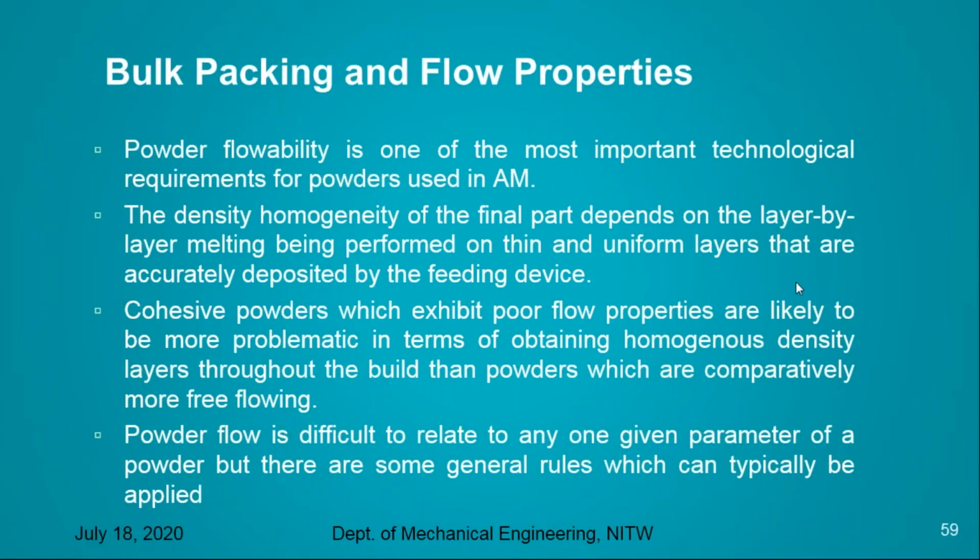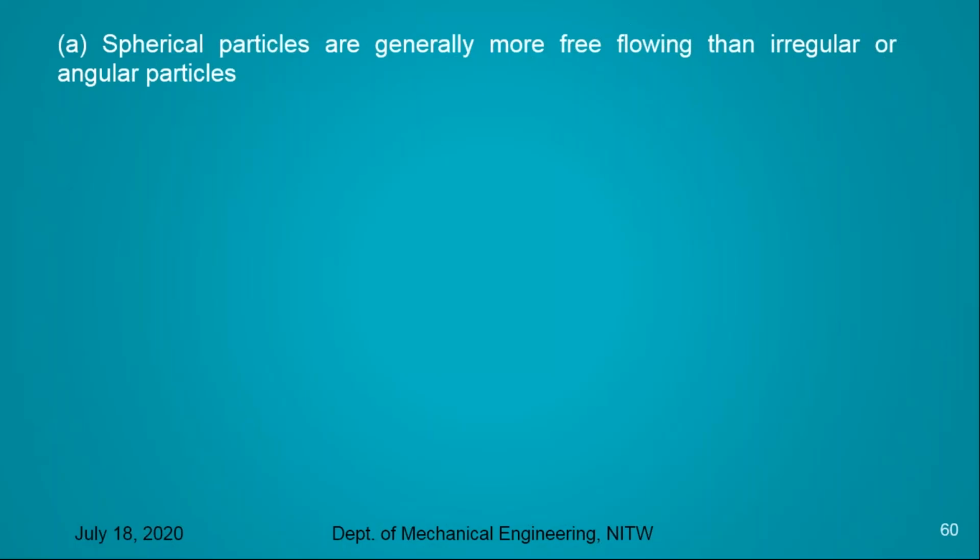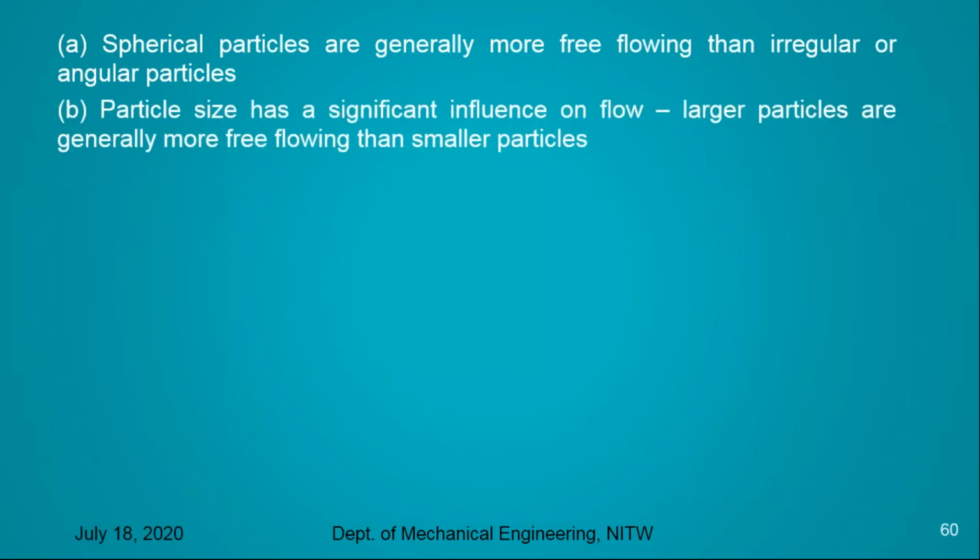And the bulk packing factor, as well as the flow properties. The bulk packing factor indicates how the powder flowability will occur in additive manufacturing for powder produced by gas or water atomization. It is calculated from the bulk density of the powder with respect to the true density of the powder, which gives us the bulk packing factor. Spherical particles generally flow more freely than irregular particles. That is the common thing.